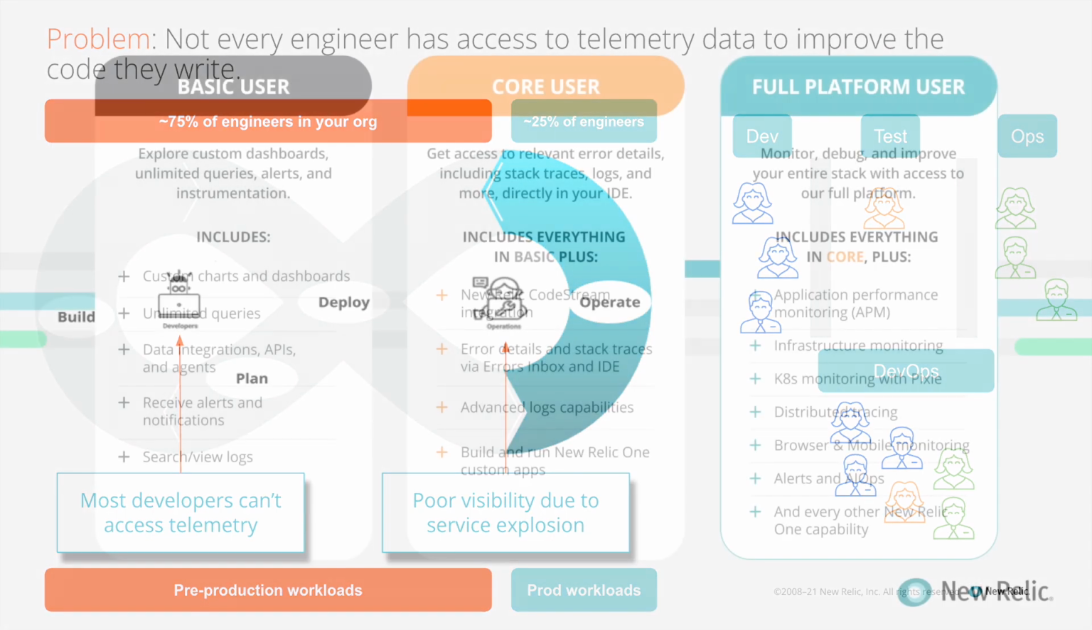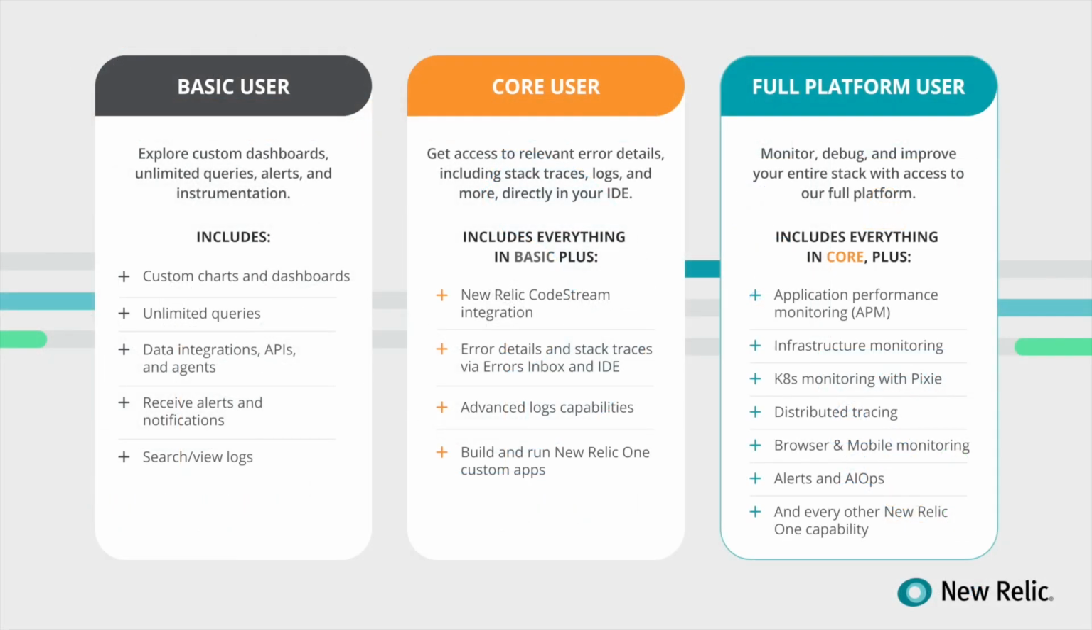To address this challenge, we've created core users for New Relic One, which enables every developer to better understand their code performance in both prod and pre-prod environments, collaborate and help debug issues directly from their IDE, and access relevant error details, including stack traces, logs, alerts, and more. Now, in this Nerd Byte, I'm going to showcase what a core user can do through a common troubleshooting scenario.